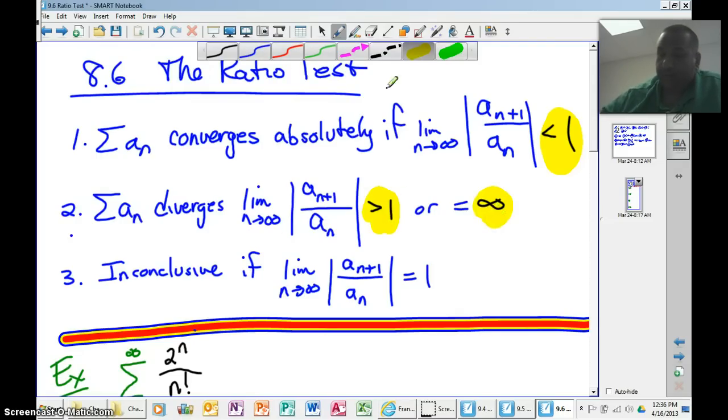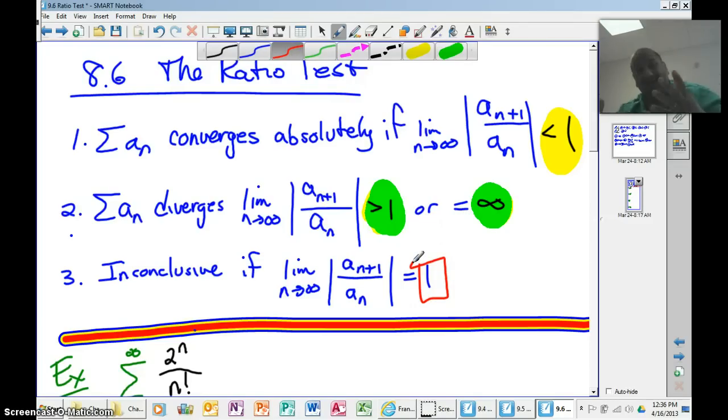So that diverges. It's inconclusive if it equals 1. So if it equals 1, we're in trouble. We can't use this test. That's what it means. So let's try it.